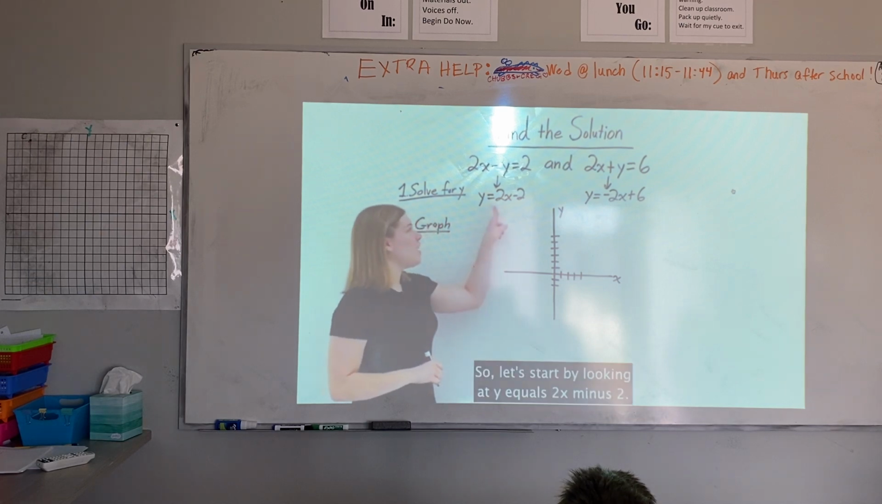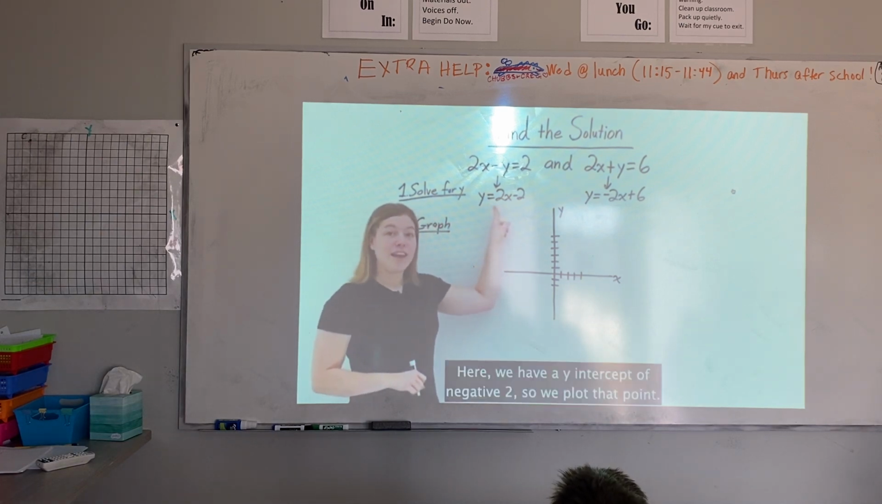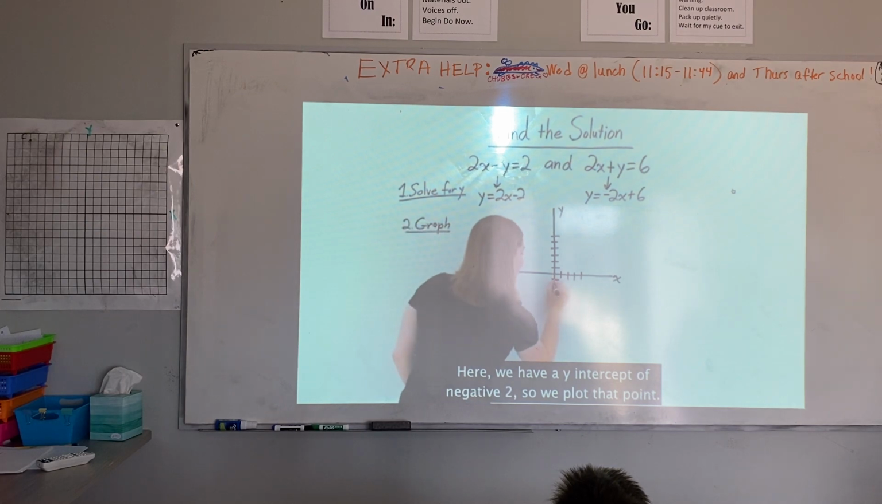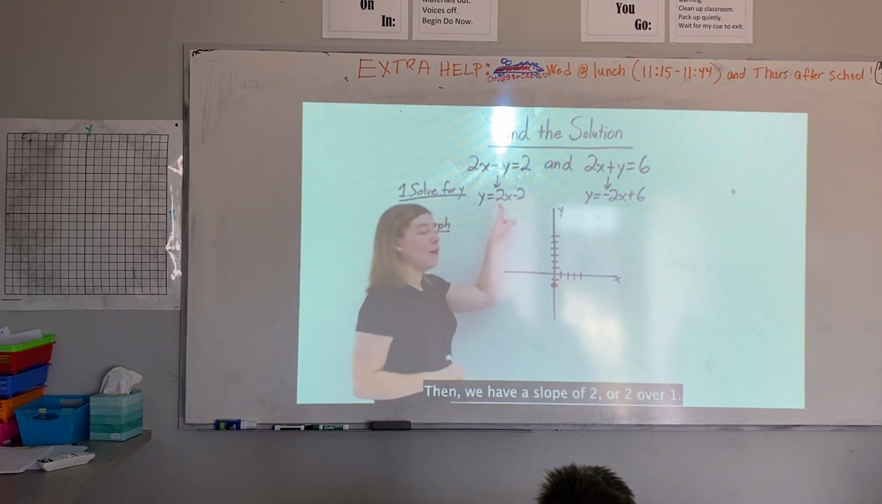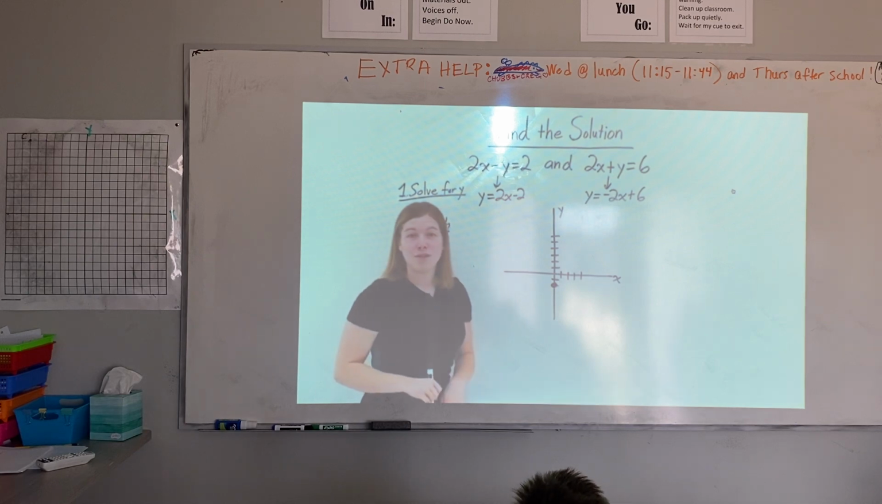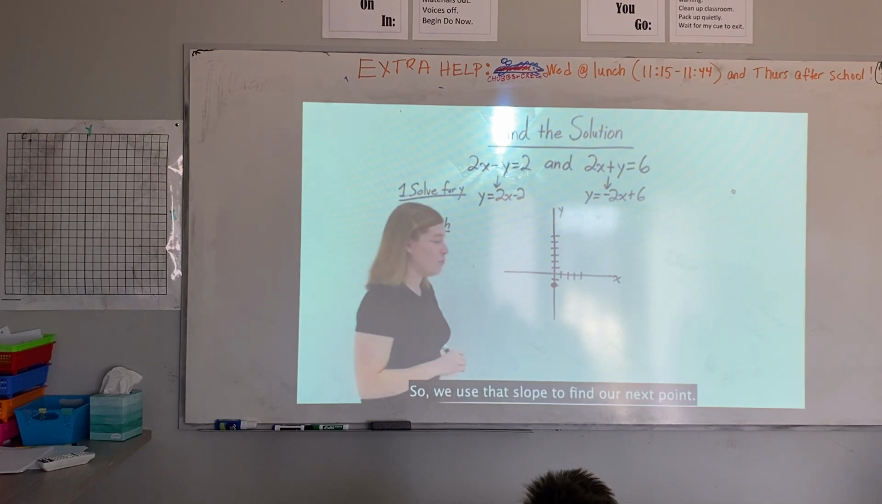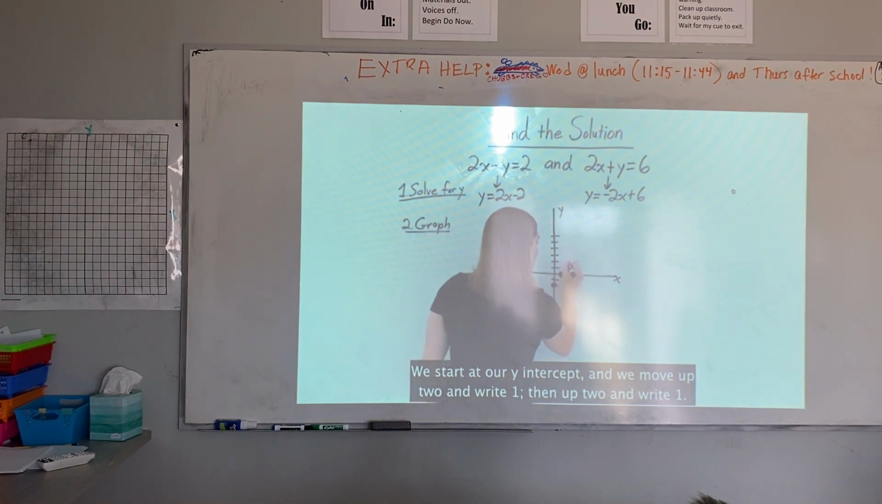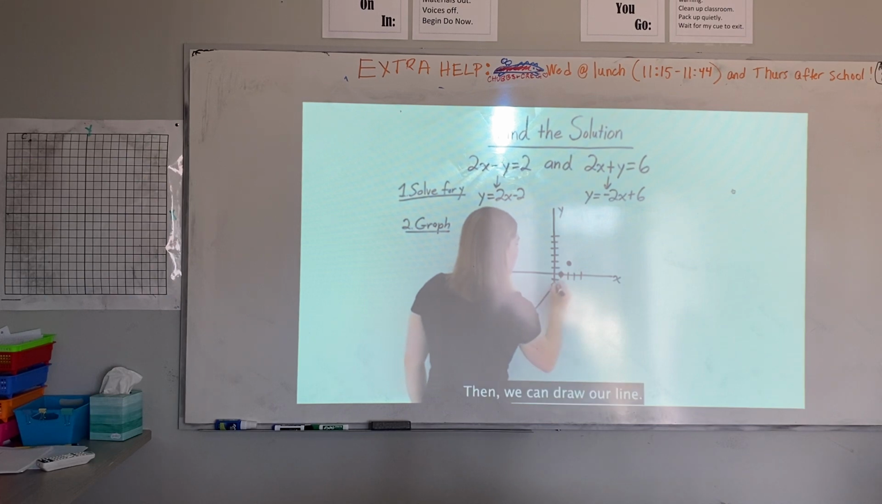So let's start by looking at y equals 2x minus 2. Here, we have a y-intercept of negative 2, so we plot that point. Then we have a slope of 2, or 2 over 1. So we use that slope to find our next point. We start at our y-intercept, and we move up 2 and right 1. Then up 2 and right 1. Then we can draw our line.